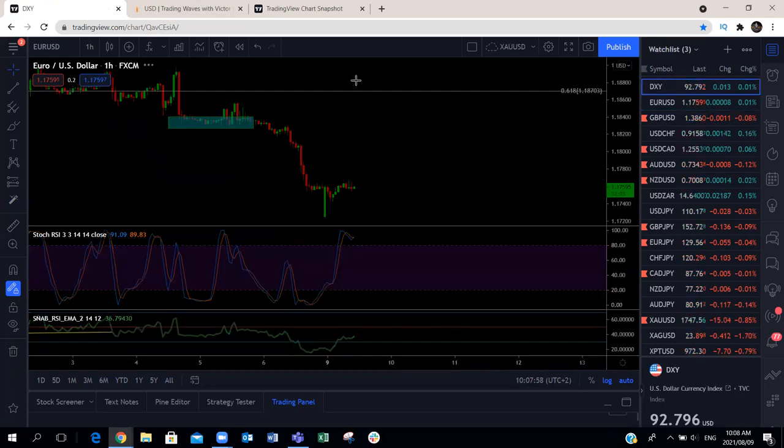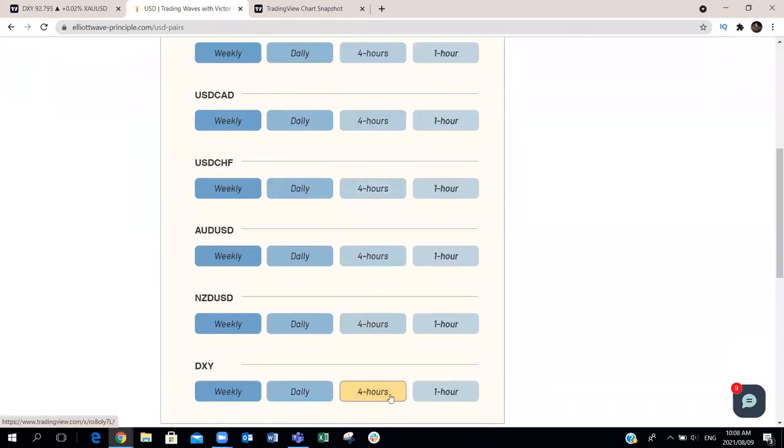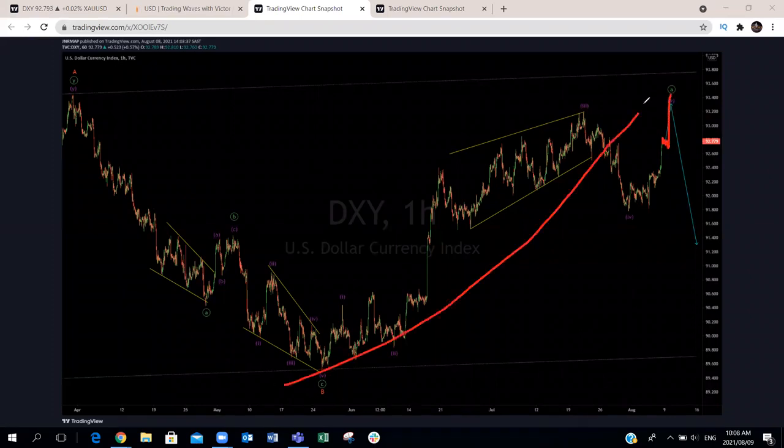The DXY is the inverse. So if you look at the chart on the DXY, let's have a look at that. The DXY 1 hour chart is showing us continuation to the upside. So we'll look for this one to continue to the upside to complete that structure. So then we would have had all of that move to the upside there. So we're still looking for continuation to the upside.